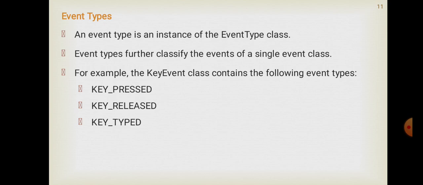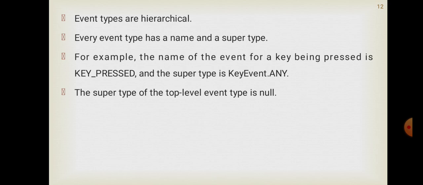What are the event types which we are using? For key events, they are key pressed, key released, key typed, key entered, key exited. These are some of the event types. Event types are always hierarchical. The event type has a name and a super type. For example, the name of the event for a key pressed is written as KEY underscore PRESSED.